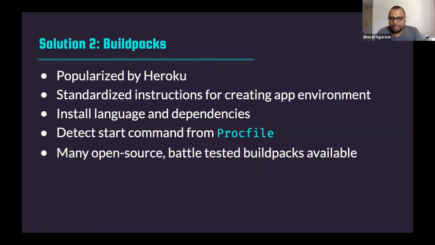Then we found out about buildpacks. Buildpacks are standardized instructions for creating app environments. It's essentially three parts. The first part is detection: you detect what kind of application it is. The second part is provision of dependencies. And the third part is detecting the start command. If the start command is not there, then it tries a sensible default. And if that doesn't work, then it hopes that you can provide one via a file called Procfile. This is a standard kind of file that's become common in the open source space.